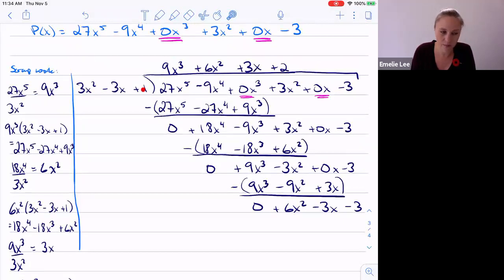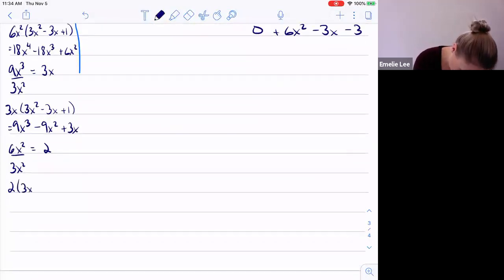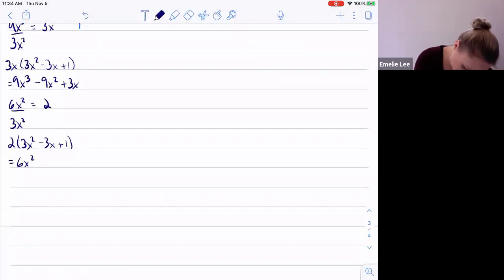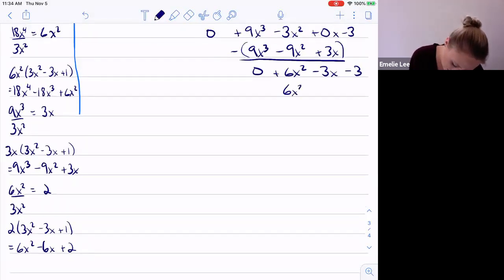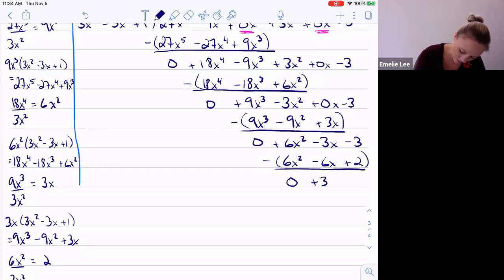So now 2 times the divisor, 2 times 3x squared minus 3x plus 1, is going to be 6x squared minus 6x plus 2, which is what I'm going to put in here. Subtract all that. It's hard when I'm all the way over, but 6x squared minus 6x squared is 0. Negative 3 plus 6 is 3x, negative 3 minus 2 is negative 5.